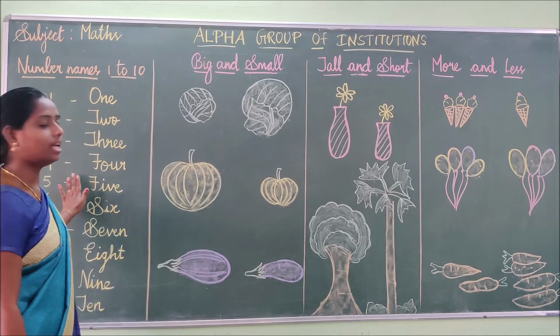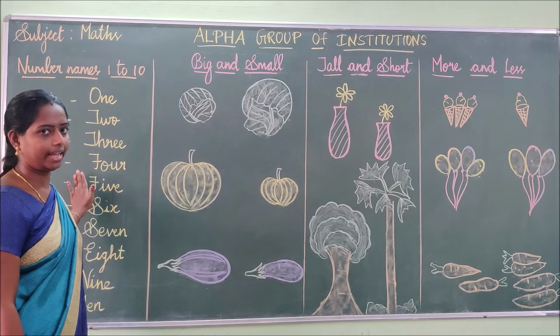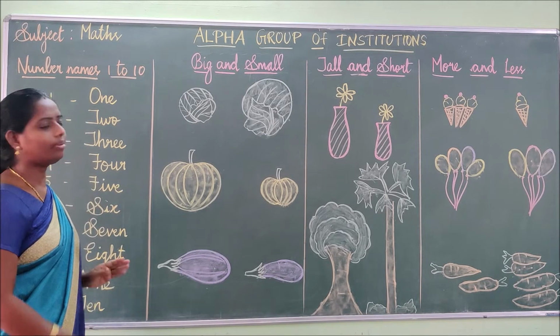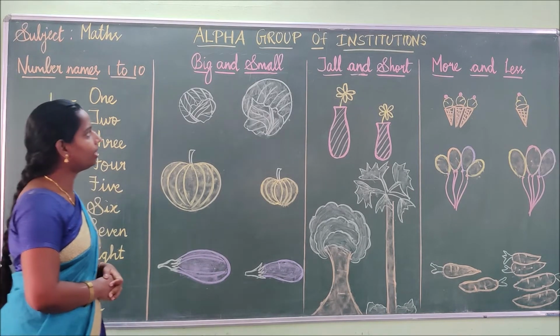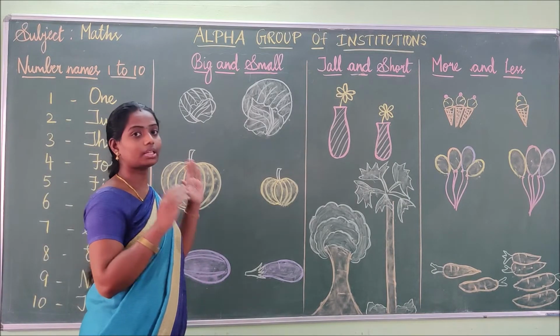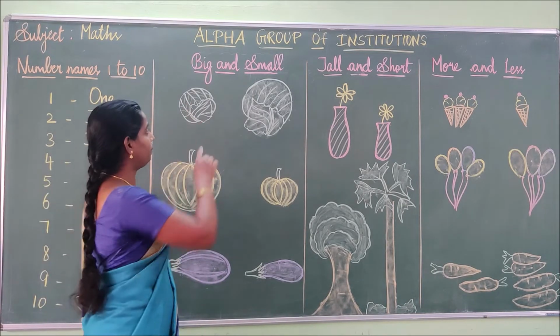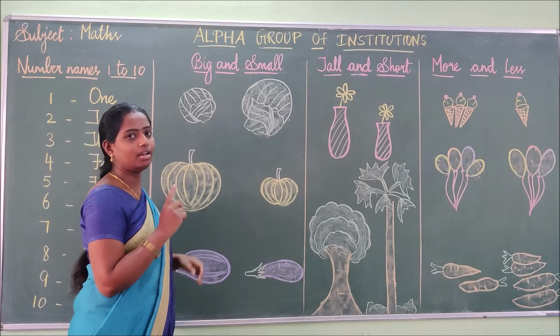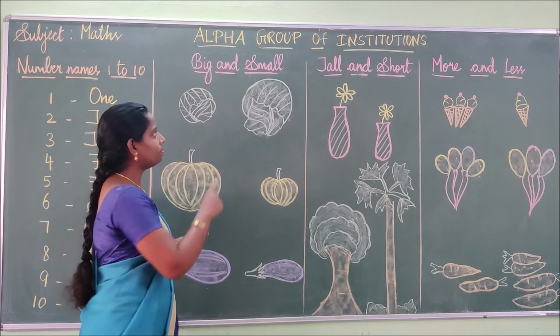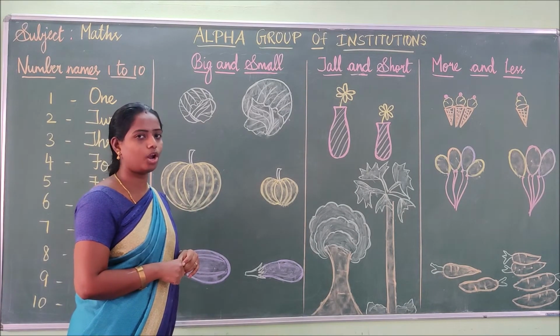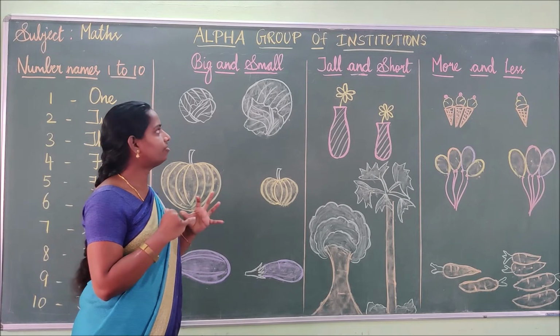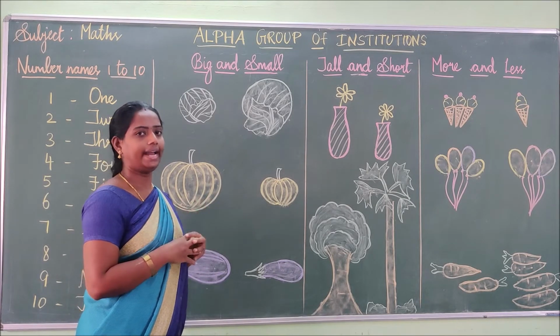This we have learned in the last video, so I just recalled it for you. Okay, children? Shall we move to the new topic? What is the first topic? Big. B-I-G. Big and small. S-M-A-L-L. Small. Now we are going to see what is the difference between big and small.